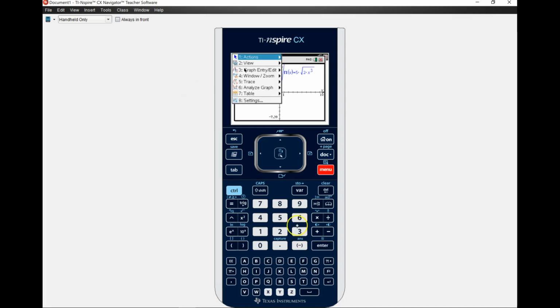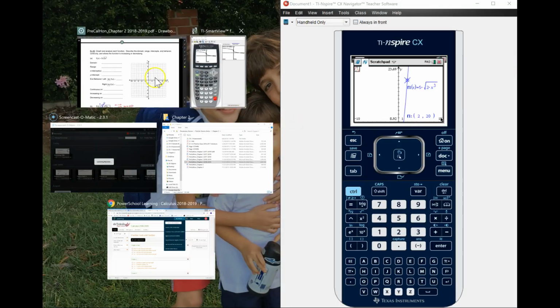Menu, hit 5 for trace, 1 for graph trace. Now, in trace mode, I can plug in any x value and it'll give me the y value. So at 0, it's 0. I hit 1, enter, and look, at 1, it's 7.07. You see that? That's one of my favorite things in the world. And then at 2, it's 20. So it's going to be very, very thin here.